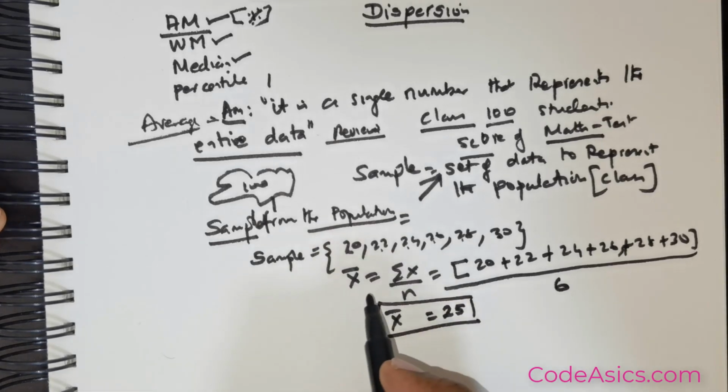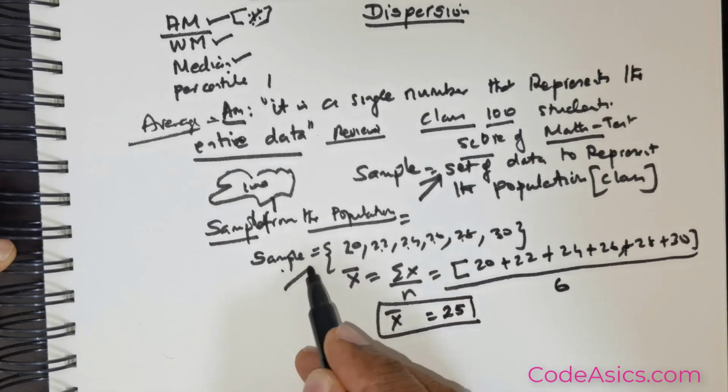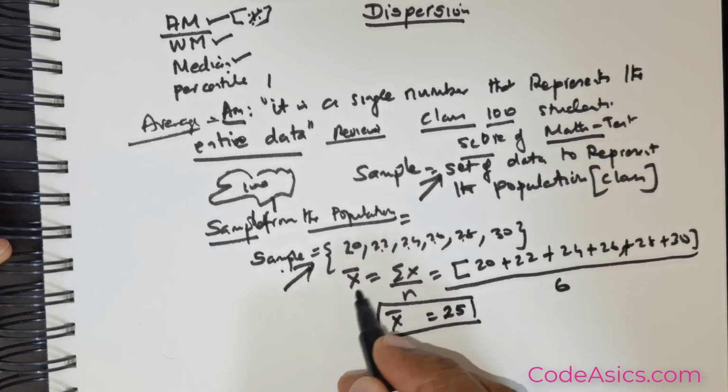Now there are two important distinctions you have to know. Now this is called as the sample, right? This is the sample. It is represented as x bar.